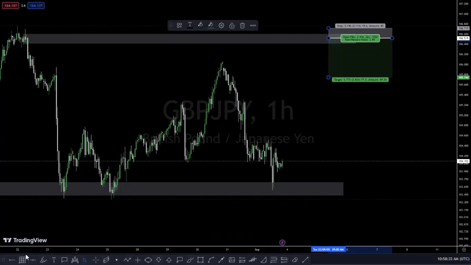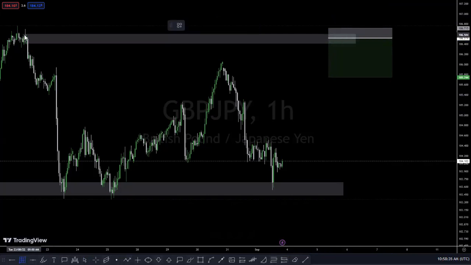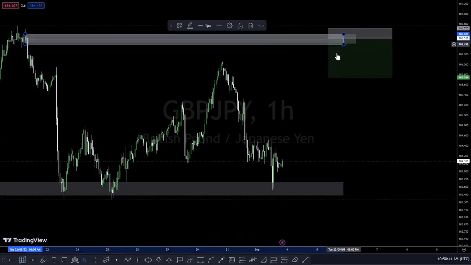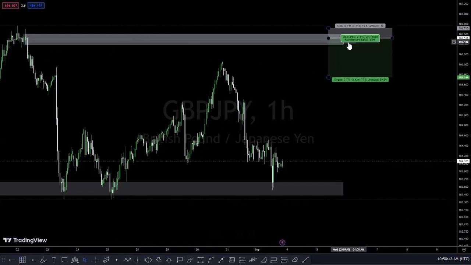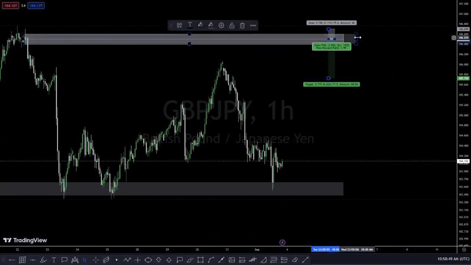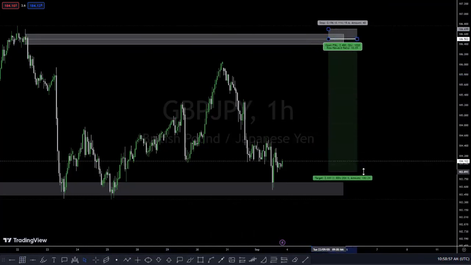Let's use Gambos and see, since the rectangle itself is giving us more than what we'll be willing to risk. So here I'll be using rectangle. Using rectangle, my entry now will be the 50% of the rectangle, which is the middle, and my stop loss will be a little bit above it, which is this. If sell is what I'm looking for, I'm not interested in the buy. So here I'm risking 19 pips.